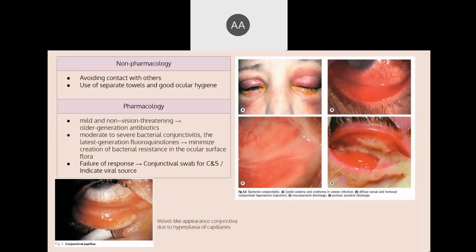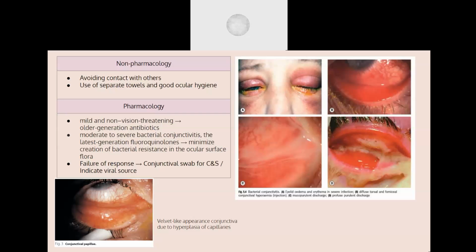Excellent. Okay. Referring to the table, picture A shows an eyelid edema and also erythema, and picture B shows conjunctival injection at the bulbar conjunctiva and also at the palpebral conjunctiva. Picture C similarly shows conjunctival hyperemia, and D shows the purulent discharge. And referring to figure 3 at the bottom left side, we can see some conjunctival papillae formation. This is due to the hyperplasia of the capillaries.